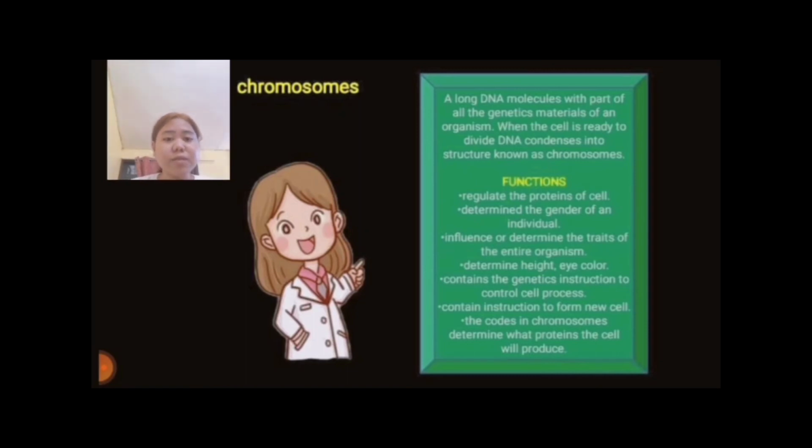A chromosome can determine the female if there is a pair of X, while male naman is X and Y chromosomes. And the next is influence or determine the traits of the entire organism. Yes, chromosome can determine our traits and the entire organism. And the next is determine height and eye color. So chromosome can determine our height and our eye color.